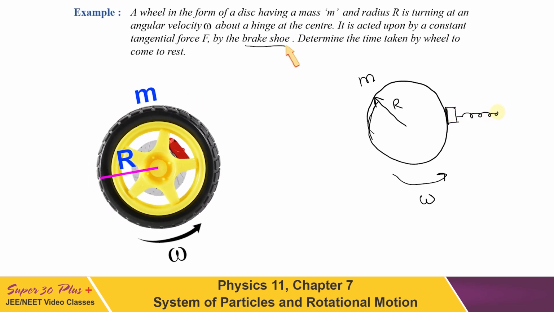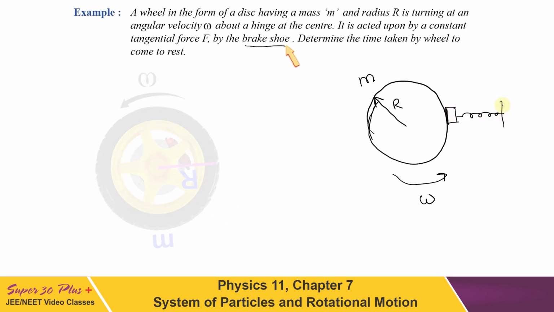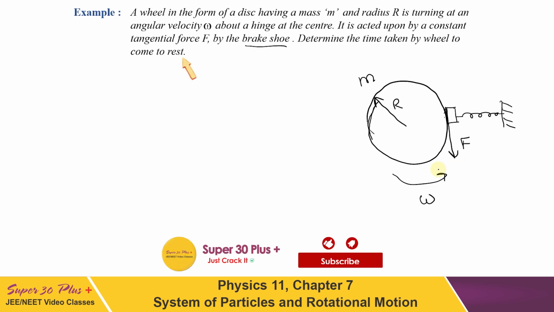Generally it is attached with a spring. This is what a brake shoe is, and with the help of this brake shoe, of course due to friction, a tangential force will be applied in this direction. Because I have taken omega as anti-clockwise, the frictional force F at this position has to be in the downward direction, which is always tangential. We have to calculate the time taken by the wheel to come to rest. Due to the torque produced by this retarding force, after some time the wheel will come to a stop and we have to calculate that time.